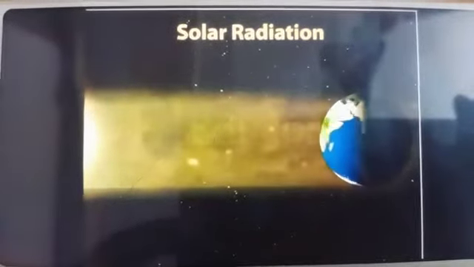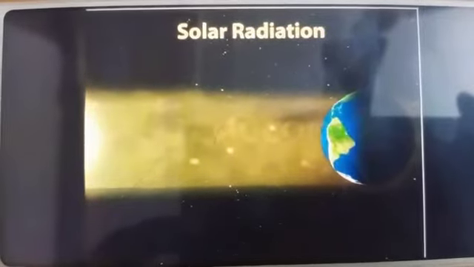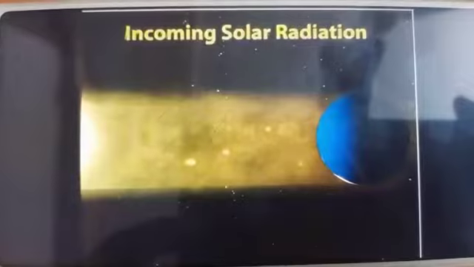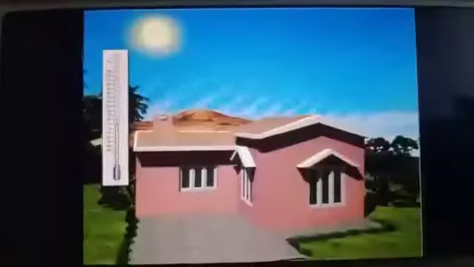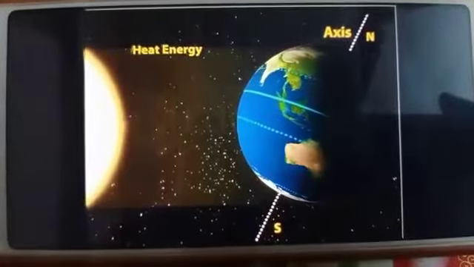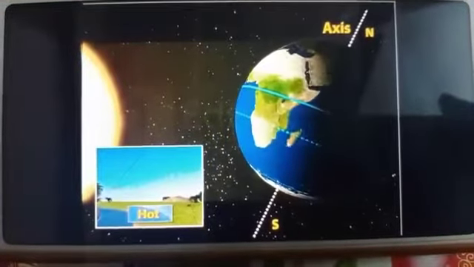The amount of solar radiation intercepted by the surface of the Earth is termed as the incoming solar radiation, or in short, insolation. The amount of heat energy from the Sun received by a place helps in deciding the temperature of that place. The heat energy thus received is not uniformly distributed over the surface of the Earth. Some places are very hot and some other places are very cold.